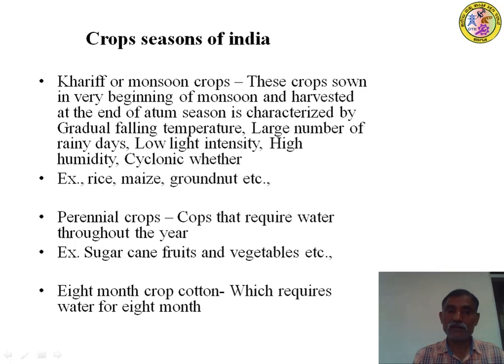Altogether, once again, the crops grown during both Kharif as well as Rabi seasons are perennial crops or biseasonal crops. These are crops that require water throughout the year. Perennial crops means you are going to supply the water throughout the year. That is called perennial crops, right? Examples of the perennial crops are sugarcane, fruits, vegetables. You can grow vegetables throughout the year. You have to supply the water throughout the year for the sugarcane. So that's why these crops are called perennial crops, right?